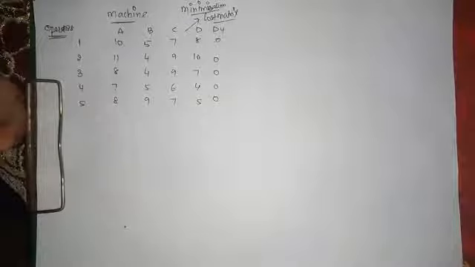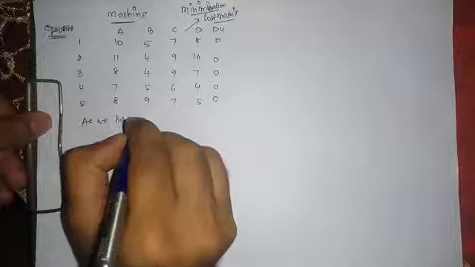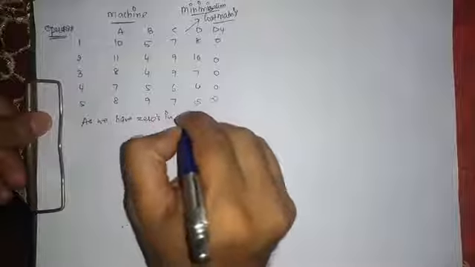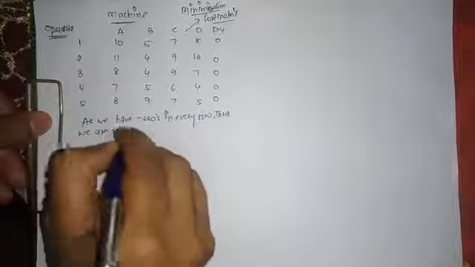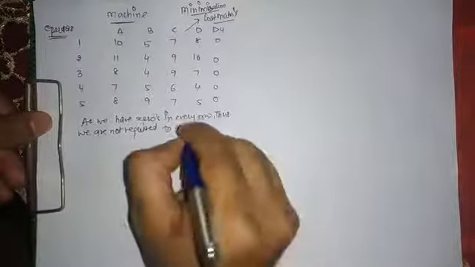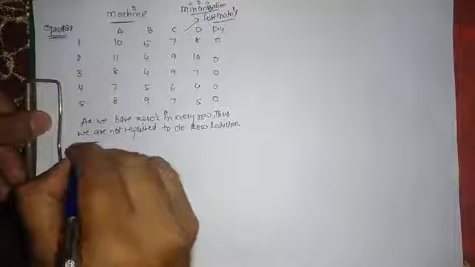We will directly move towards column reduction. Okay, as I'm writing here, as we have zeros in every row, thus we are not required to do row reduction. So we are directly moving towards column reduction.